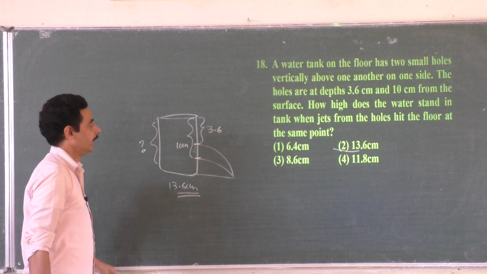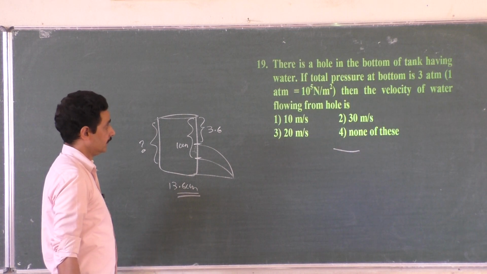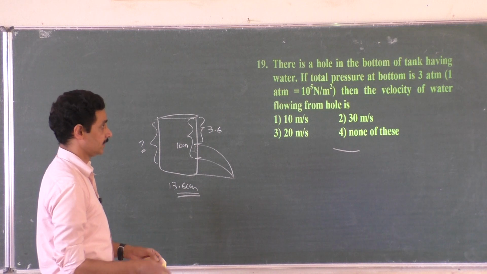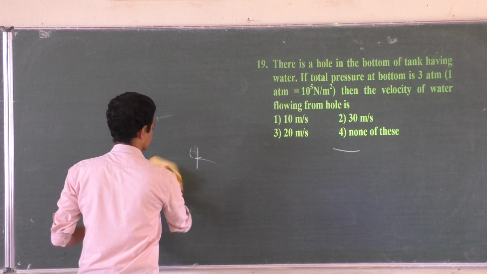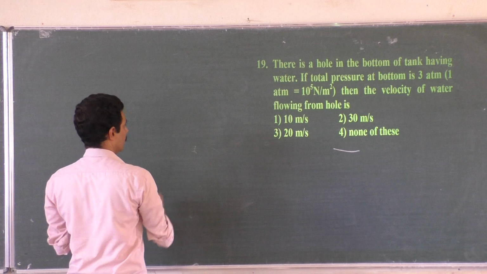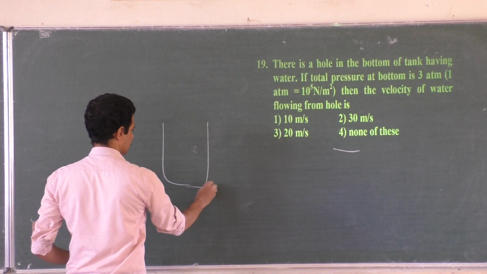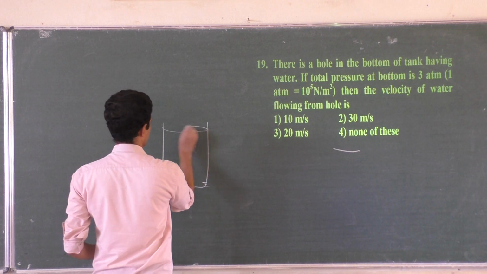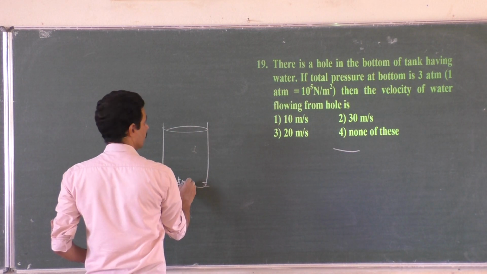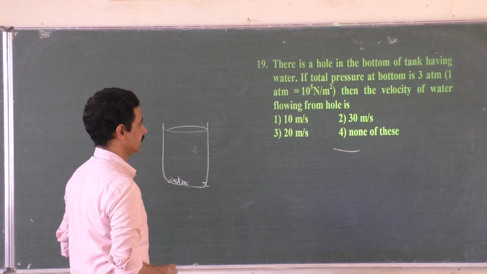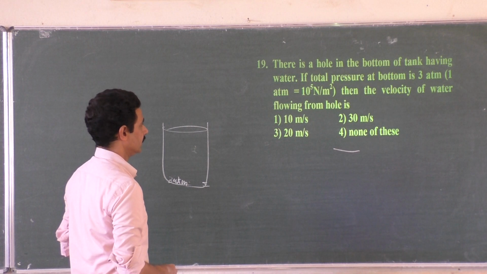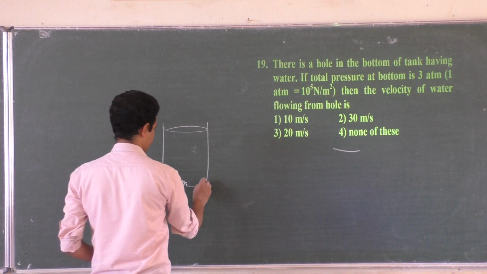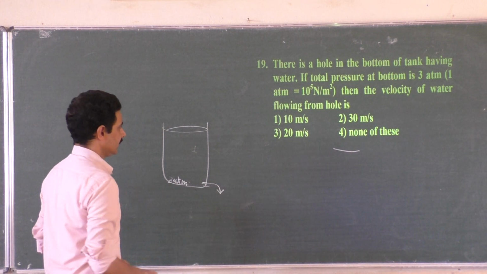19. There is a hole in the bottom of a tank having water. If the total pressure at the bottom is 3 atmosphere, where 1 atmosphere is 10 to the power 5 Newton per meter square, then the velocity of the water flowing from the hole is, yes, the velocity of water flowing from the hole. Yeah, it is at the bottom.